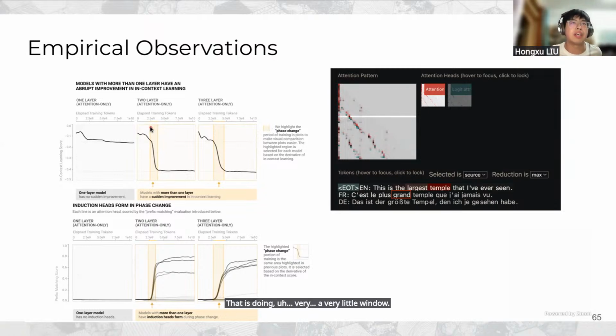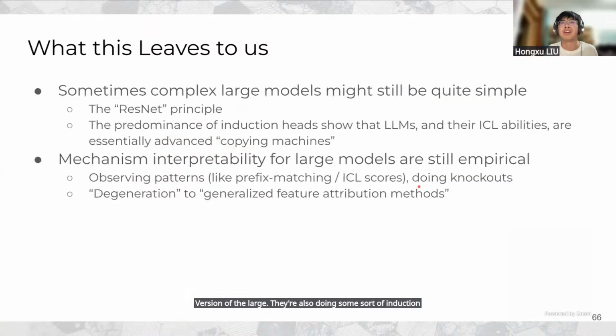The in-context learning ability of a model greatly improves, and in that window, also a great number of induction heads form. So that shows some kind of maybe not causal, but also statistically correlated relationship. And also that is an example of the fuzzy mapping, that is the French version of the word large. They are also doing some sort of induction head attention behavior.